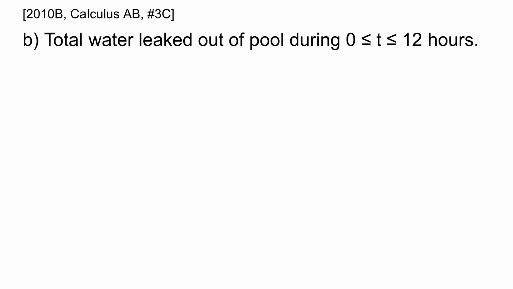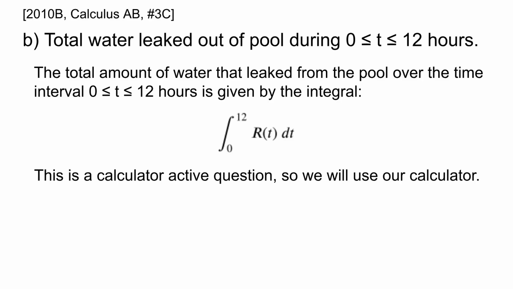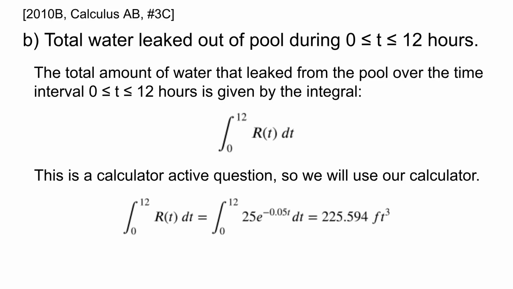In part B of this question, we are asked to find the total amount of water leaked out of the pool during that same interval from t equals 0 to t equals 12 hours. So the total amount of water that's going to leak from the pool over the time interval from 0 to 12 hours would be given by the integral from 0 to 12 of r of t dt. And since this is a calculator active question, we can use our calculator to calculate the value of that integral. The integral from 0 to 12 of r of t dt is equal to the integral from 0 to 12 of 25e to the negative 0.05 t dt, which after using our calculator turns out to be 225.594 cubic feet of water.